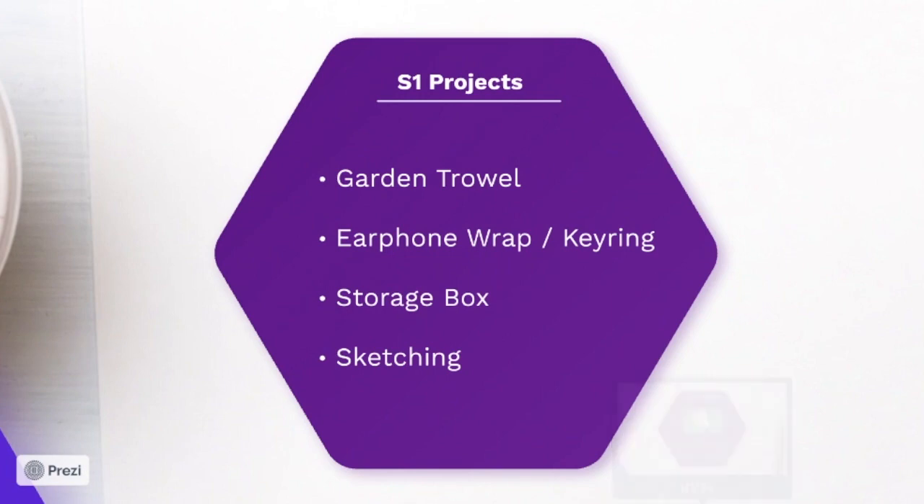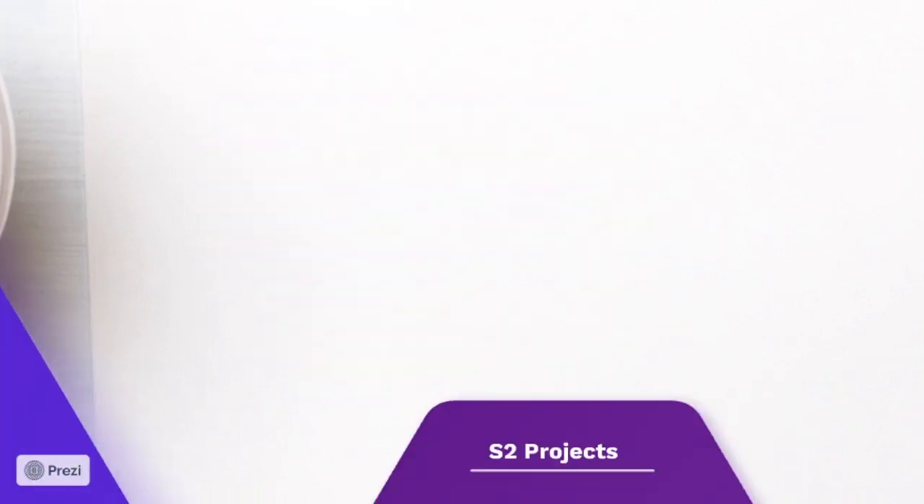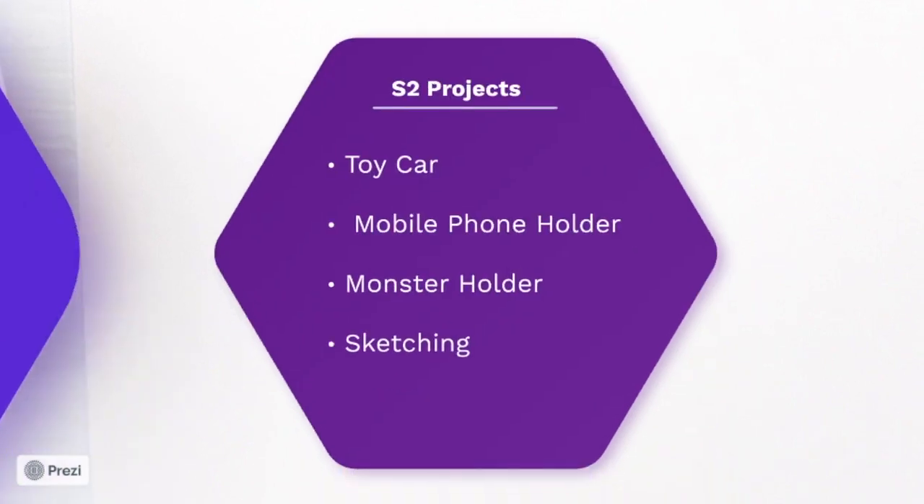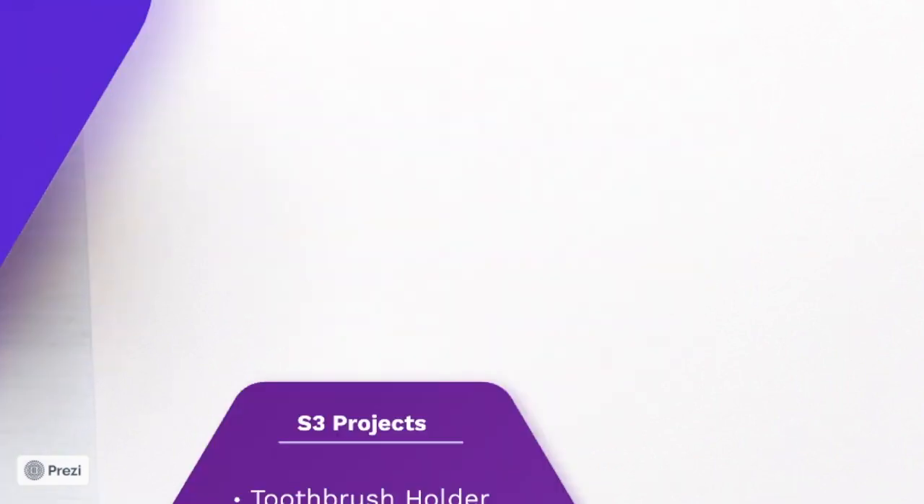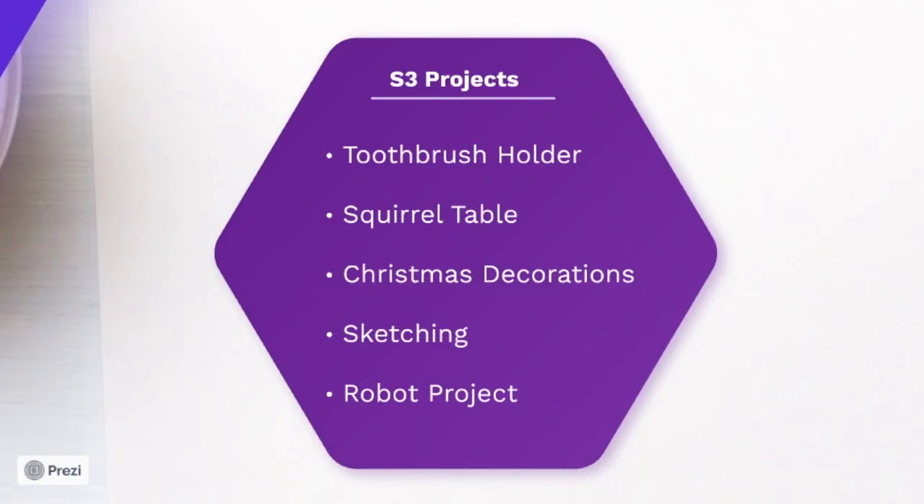S1, the garden towel, your earphone rack, storage box, sketching techniques. S2, your toy car, mobile phone holder, monster holder, and sketching. And S3, toothbrush holder, squirrel table, your Christmas decorations, sketching, or even your robot project.